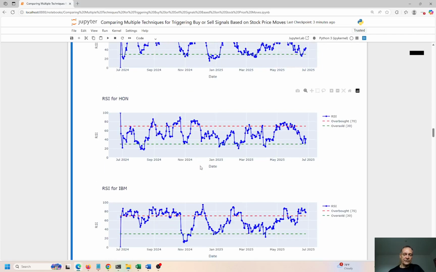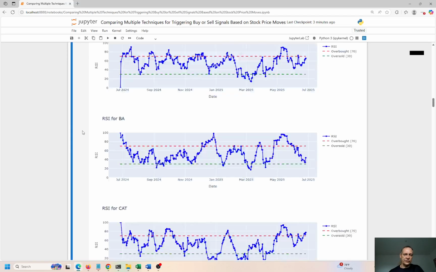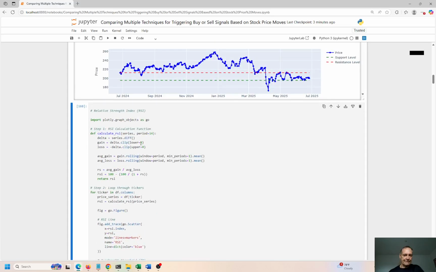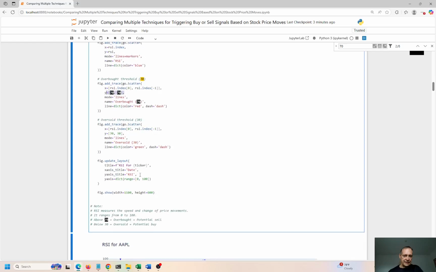So with the relative strength, that was calculated automatically for us. In this case, we're setting these bounds to be 70 and 30, right? So this is where it comes in. Let me see, Control F 70. Yeah, so here the upper bound is 70, and then the 30, overbought. Oh yeah, overbought, right? And oversold. Okay, so the support is going to be 30.